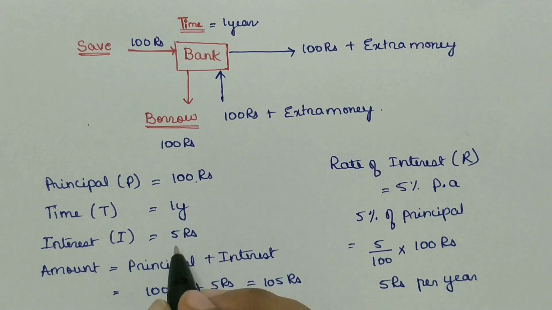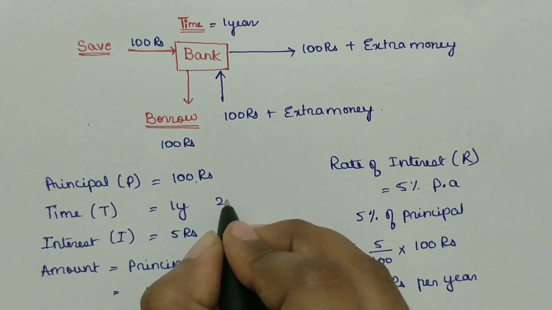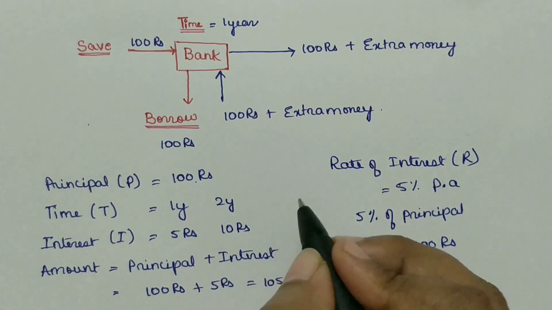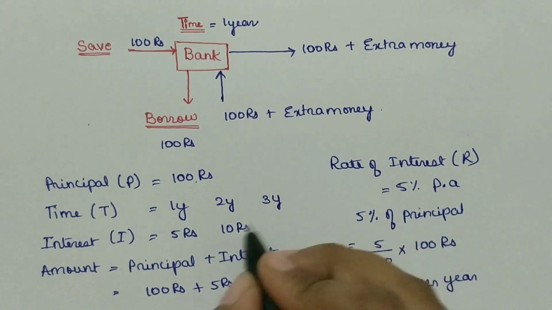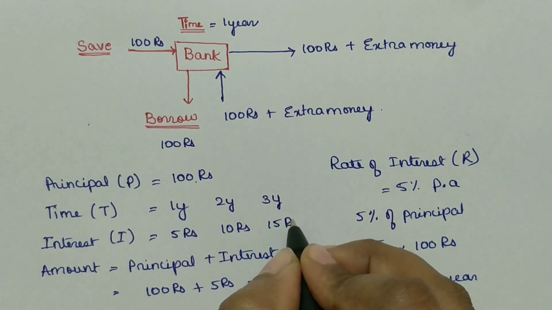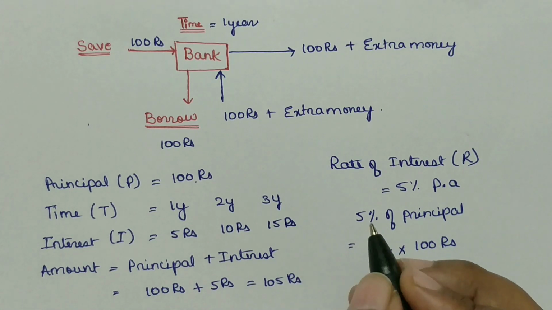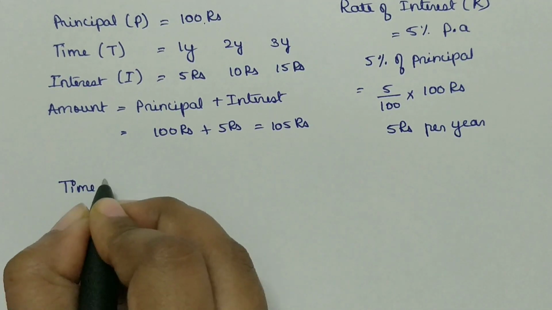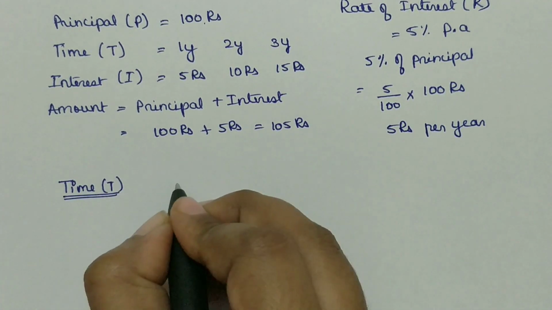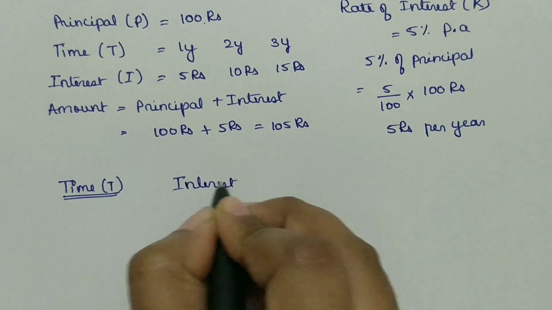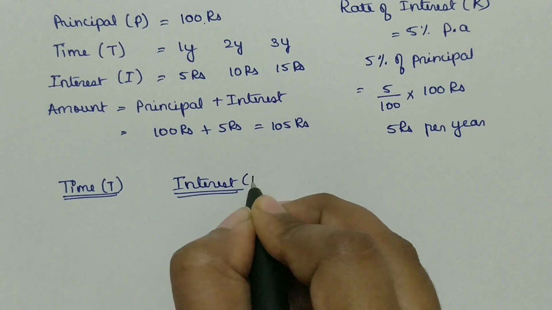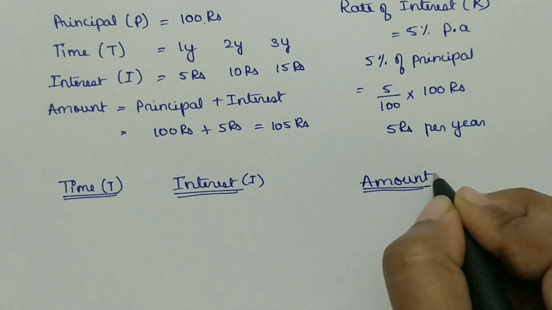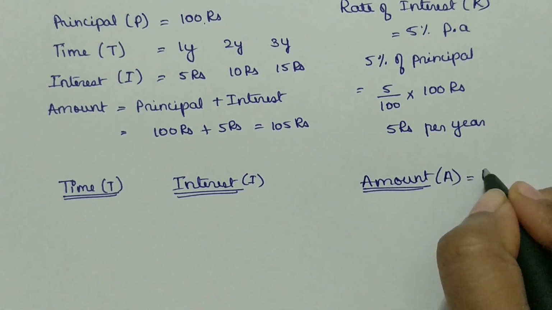For 1 year, interest equals 5 rupees. If it is 2 years, then interest will be 10 rupees. If it is 3 years, then interest will be 5 times 3, that is 15 rupees. Let's make a table: time, interest, amount. Amount equals principal plus interest.